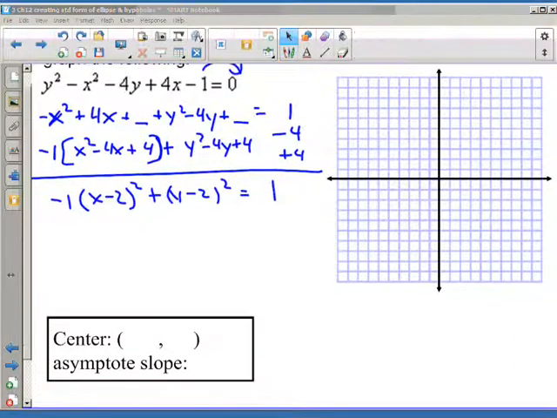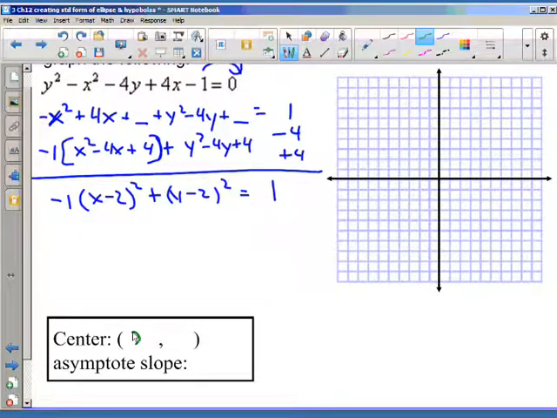And now that we have this equation, we can tell our center quite easily. It's (2, 2). And even the slope is easy. We'll say negative 1 over 1. But the key here is the direction that our branches open for a hyperbola are going to be in the direction of the positive term, in this case the y. So it's going to open up and down these branches.